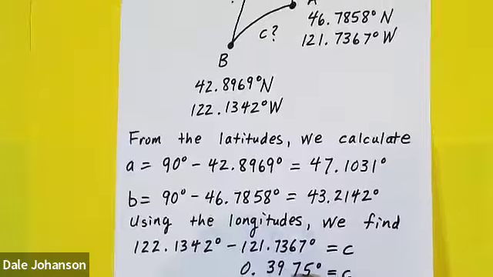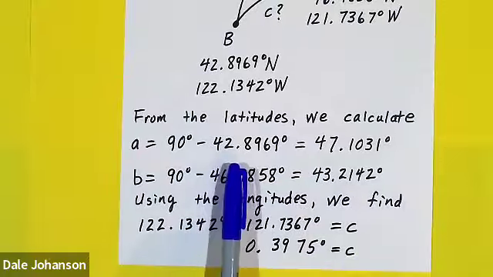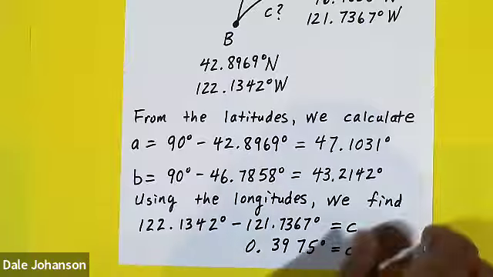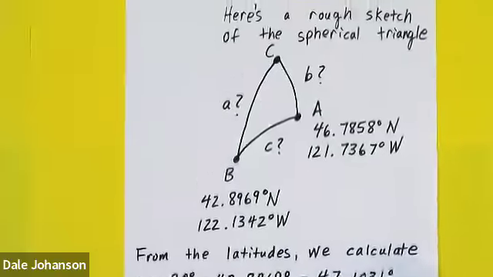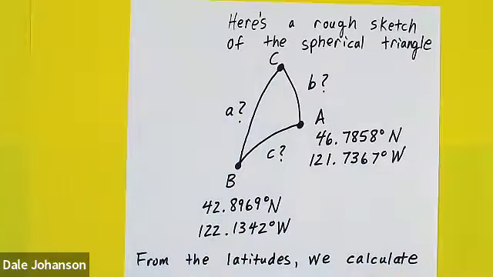And from the latitudes, we calculate the length of side A, the length of side B. From the longitudes, we find out what angle C is. Now, angle C is a very narrow, or very small angle, I should say. So this actually looks much bigger, but use our imaginations. Like I said, it's very, very narrow.